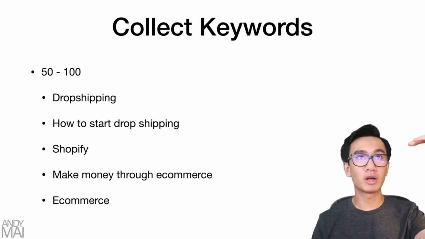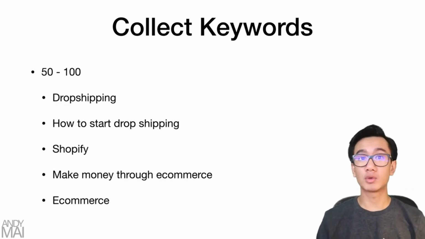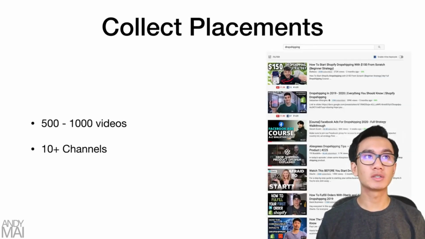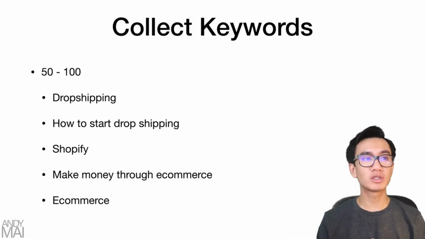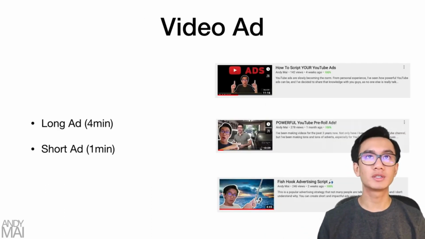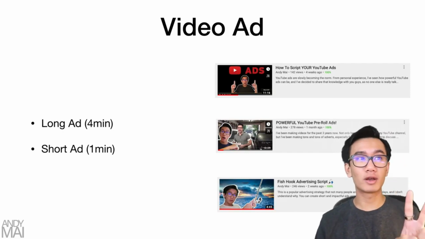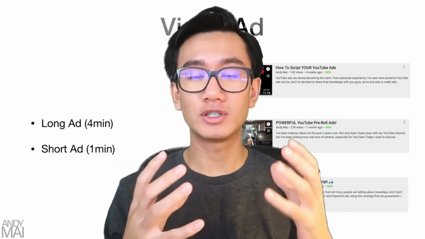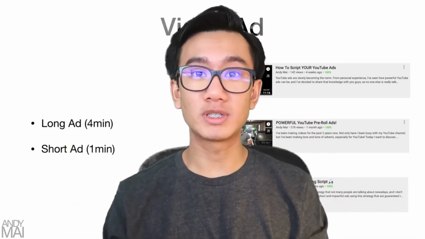Then you want to go ahead and collect a bunch of keywords. Keywords are super powerful. They're just as strong as placements, but you'll get different results. You want to get 50 to 100 keywords. Then you want to create 2 different ads, one short ad and one long ad, because that will allow you to split test and find which ad performs better.